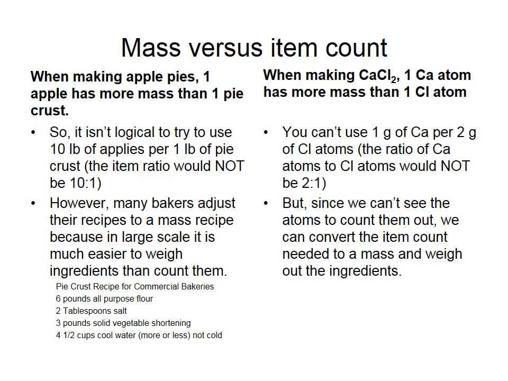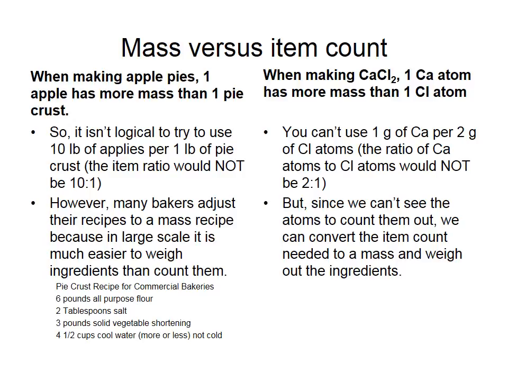So just to make sure you understand, when we do this, a lot of times students get confused. I have to be careful when I'm comparing items. I have to compare how many molecules or how many compounds and not how much mass they weigh. When I'm making apple pies, one apple has more mass than one pie crust. So I can't just say, oh, you need 10 pounds of apples and 1 pound of pie crust. The item ratio is not 10 to 1. That would be what the mass ratio is.